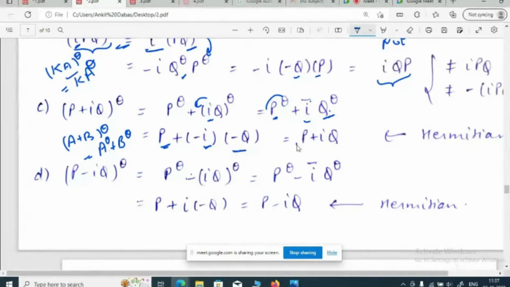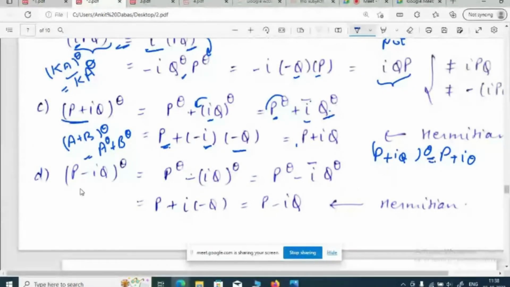And this gives us P minus iota, and this minus will turn this into a positive sign. So we will get P plus iota Q, which is equal to this matrix. So we got that the conjugate of P plus iota Q is equal to P plus iota Q. Hence, this matrix is a Hermitian matrix.